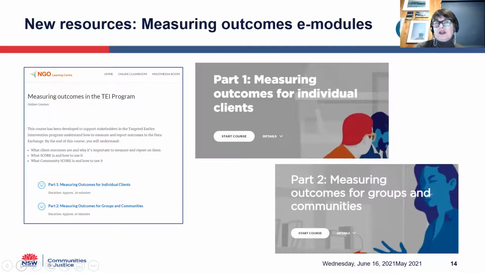Please don't forget that there are other resources available on the NGO Learning Centre. There's part 1 and part 2 of measuring outcomes for your clients. Part 1 is individual clients, and they'll be predominantly those identified clients in the safety and wellbeing streams of TEI. Part 2, measuring outcomes for groups and activities, will probably be a mix of your unidentified clients and your identified clients, and predominantly in the community strengthening stream of the TEI program.